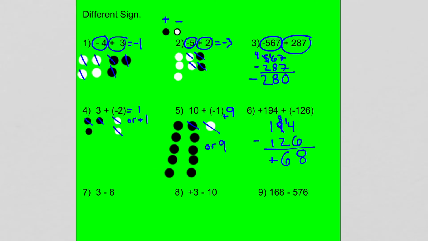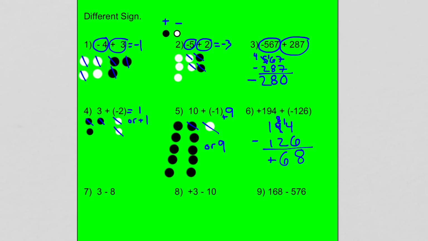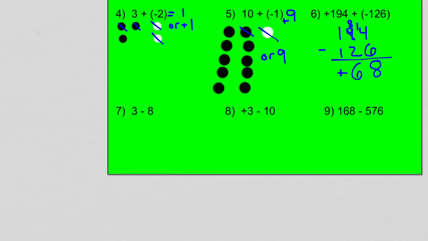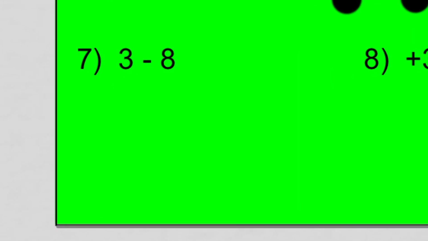Now let me show you the ones that always throw people off. Okay. Number 7. 3 subtract 8. But I don't think of it like that. I think of it as whatever sign is in front of the integer goes with the integer. There's no sign in front of the 3, so it's like positive 3 and negative 8. Positive 3, negative 8.